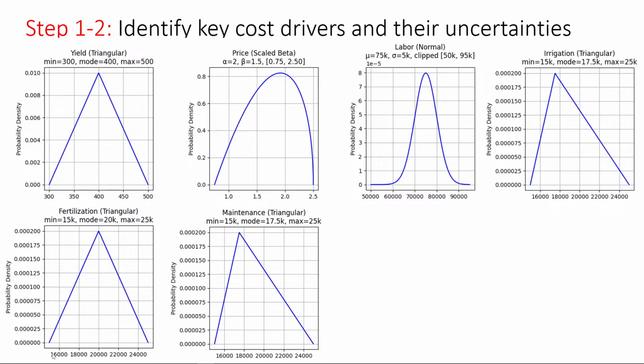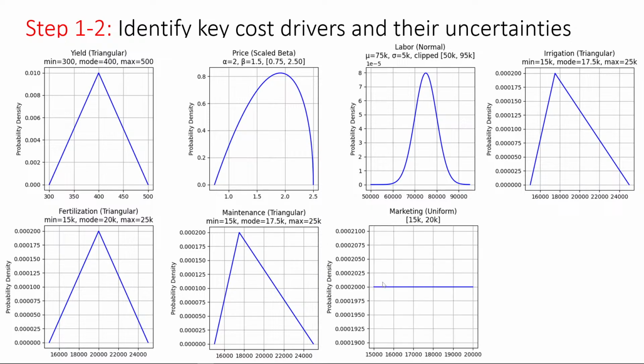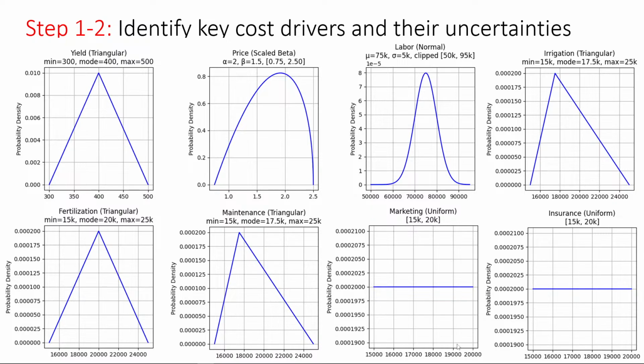The fertilizer has equal probability, so I could be here, could be here, could go to the left or go to the right. With respect to the maintenance, I'm more on the optimistic side that I could save some on the maintenance cost. With respect to marketing cost, I don't know whether I will be from here to here, and insurance, I don't know whether I'll be here or here. So all these are equally likely.